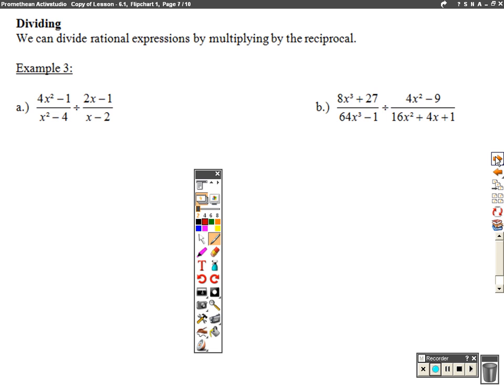Division is pretty much the exact same thing as multiplication, except there's going to be one added step. Remember, if you're ever dividing a fraction, the step is to keep the first fraction, or in this case rational expression, change the division to multiplication, and then flip the second fraction. So we keep, change, flip. I'll do that for both steps right now because that first step should be very easy when you have division.